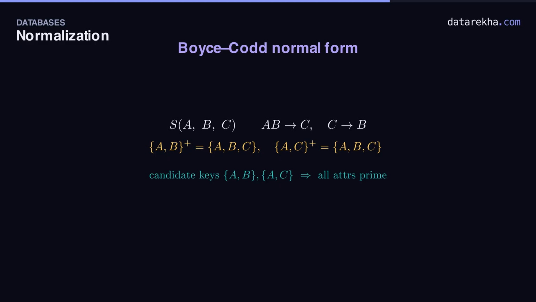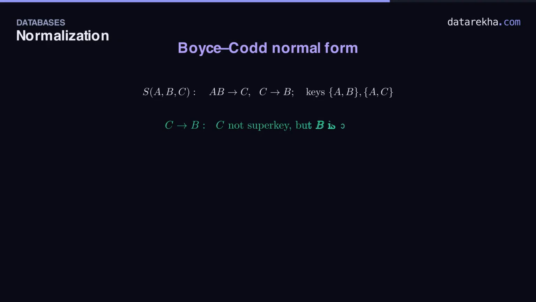Nothing is non-prime. Is S in third normal form? Check C determines B. C isn't a superkey, but B is prime. So the prime escape clause saves it. S is genuinely in third normal form.